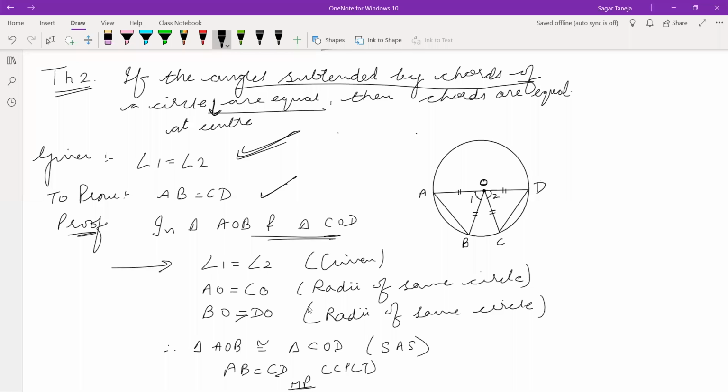After that, by SAS, we have proved that these two triangles are congruent to each other, side angle side. And by CPCT, AB and CD are equal, because AB and CD are the two chords which we have to prove equal. See, prove that the chords are equal. That we have proved. Done.